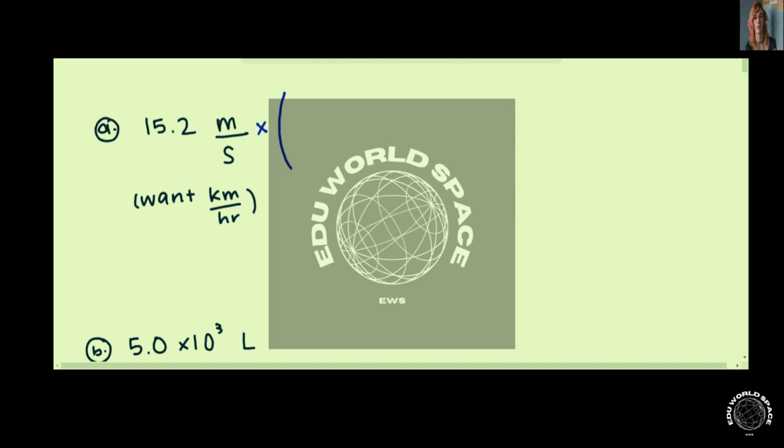So if you're going from meters to kilometers, 1,000 meters equals 1 kilometer. Because you're cross multiplying, you want to make sure that meters, which is in the numerator here, goes in the denominator here. So you have 1,000 meters is equal to 1 kilometer. Okay, so now we have kilometers.